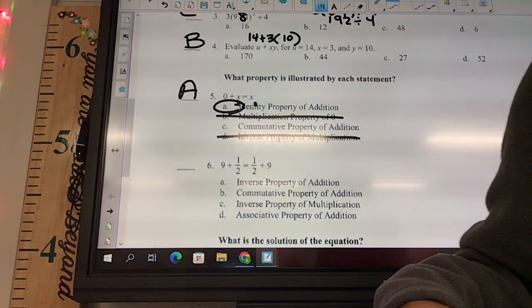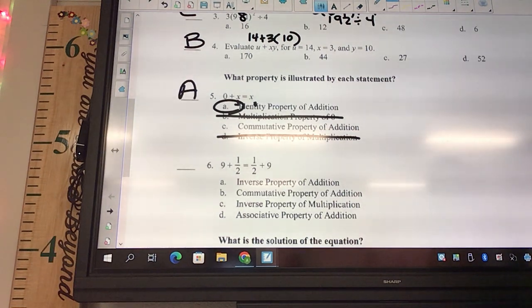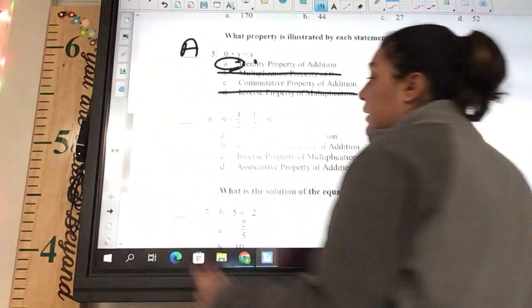Number 6. Okay, number 6. Is this addition or multiplication? Addition, so what can we eliminate? C.